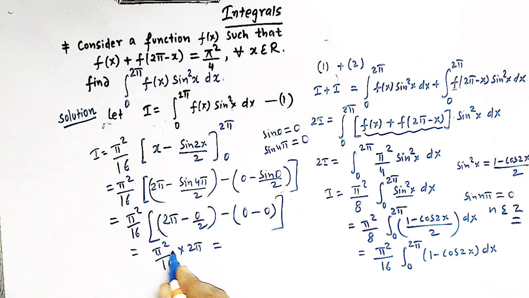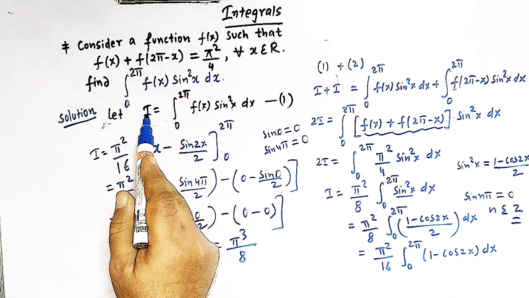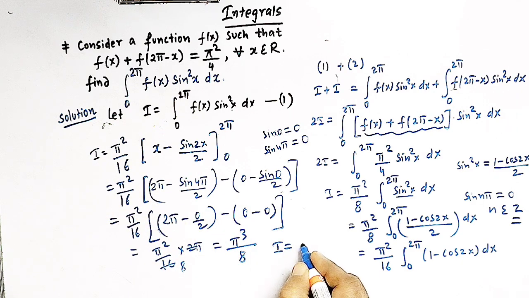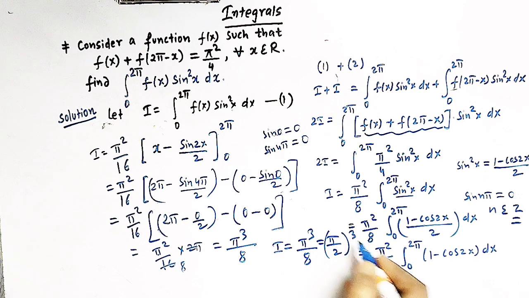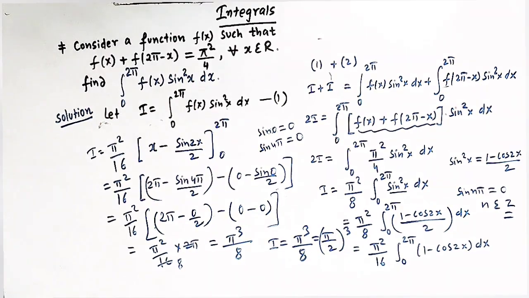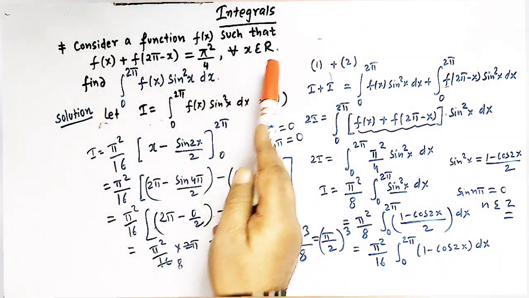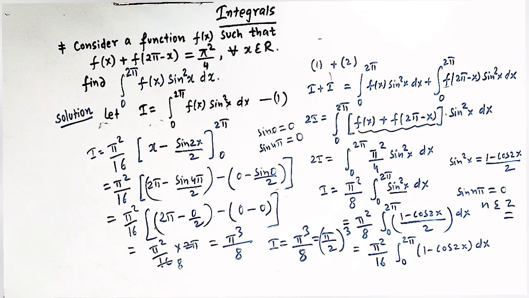So this is pi square times pi is pi cube, and here we have 8, right? So the value of this integral, that is I, is equal to pi cube over 8, which can also be written as pi over 2 whole cube. So viewers, this is how, by the application of the properties of definite integrals and some concepts from trigonometry, we can easily solve these kind of problems.